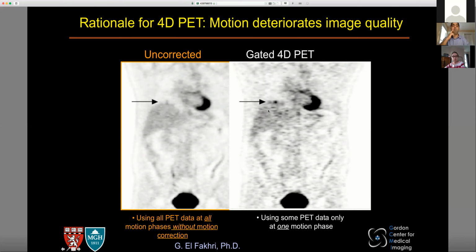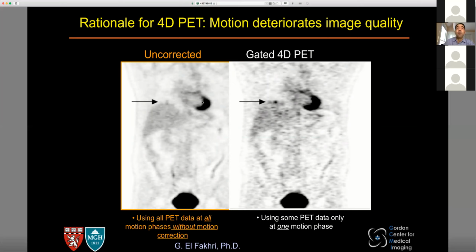However, we paid with something else. What has deteriorated when we went from here to here? Just look at the liver here. What is worse here than here, in your opinion? Anybody? That's an easy one. Come on, guys. The signal to noise ratio?